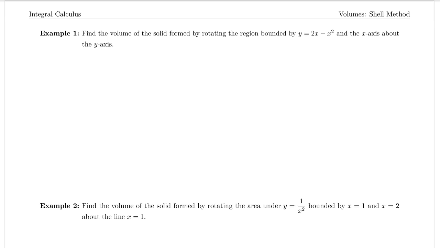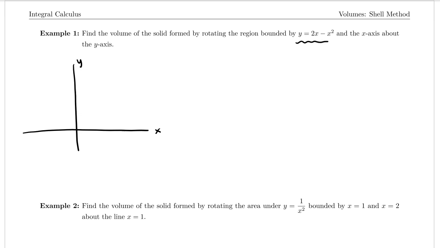Example 1 says, find the volume of the solid formed by rotating the region bounded by y equals 2x minus x squared and the x-axis about the y-axis. Let's go ahead and graph this first. So here's my y-axis, here's my x-axis.